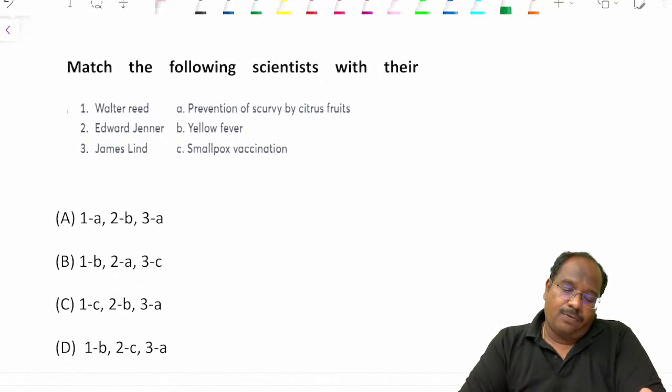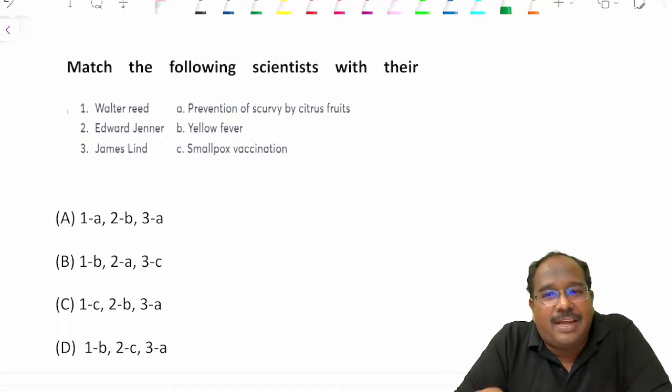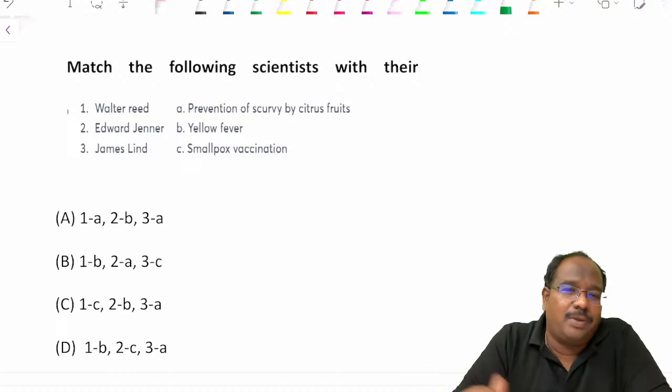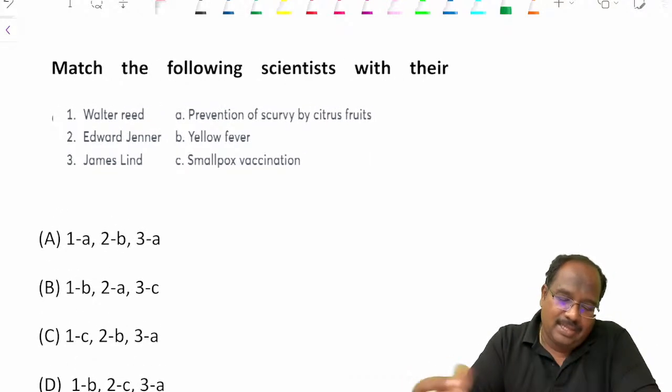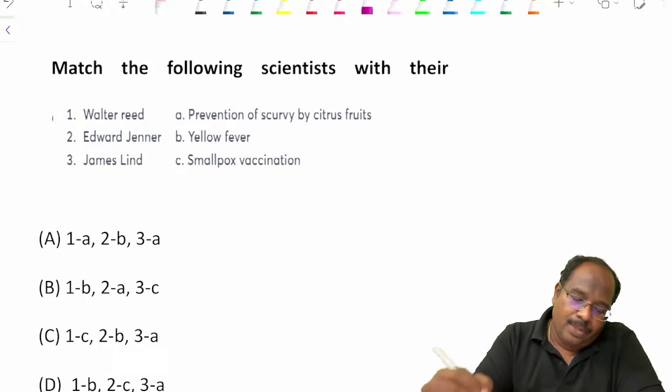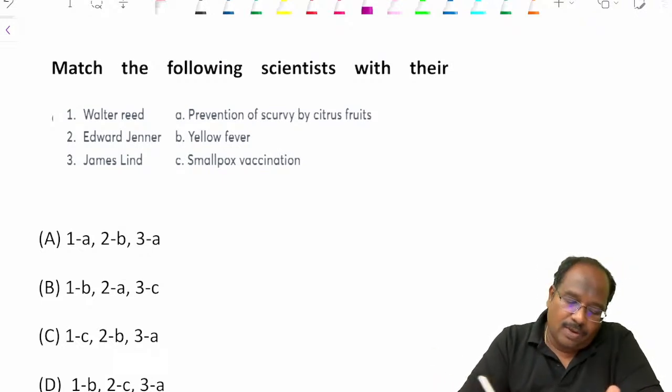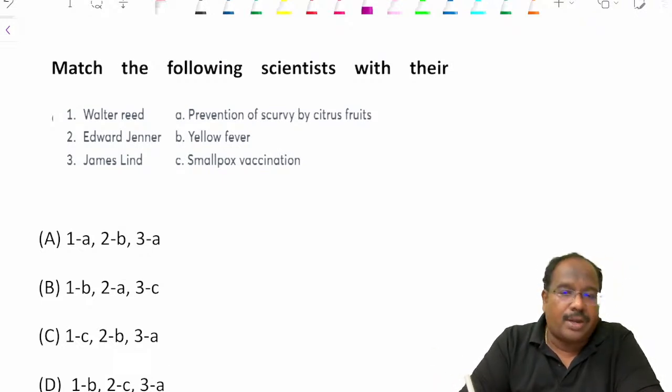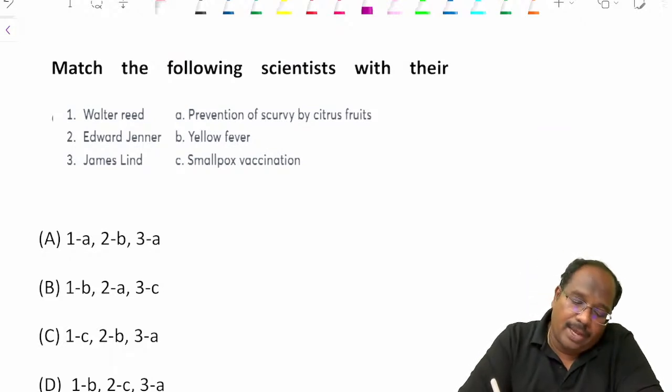Match the following scientists with their discovery. Okay, fine. We can answer it easily. It is a past NEET question only. So Walter Reed, what did he contribute? Yes, he contributed for yellow fever.